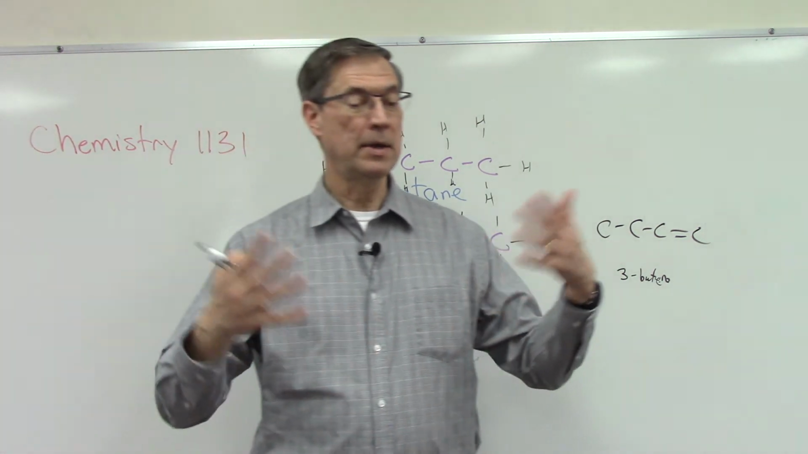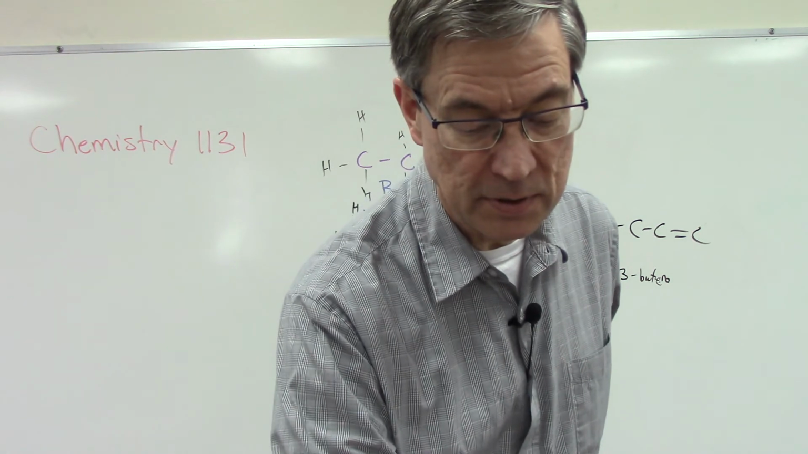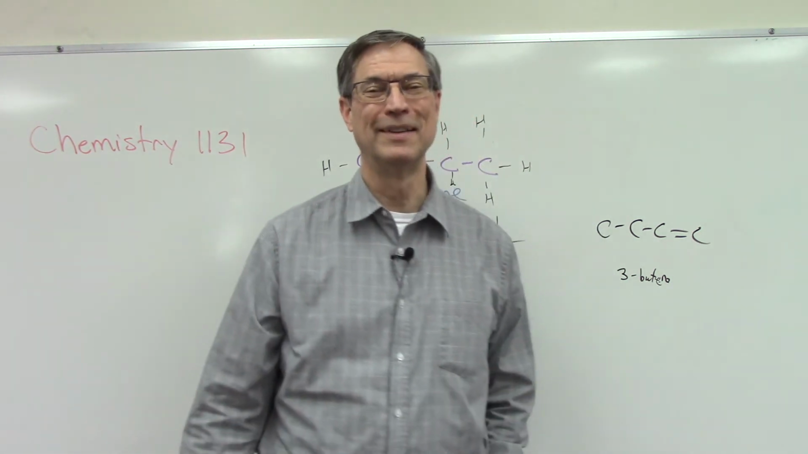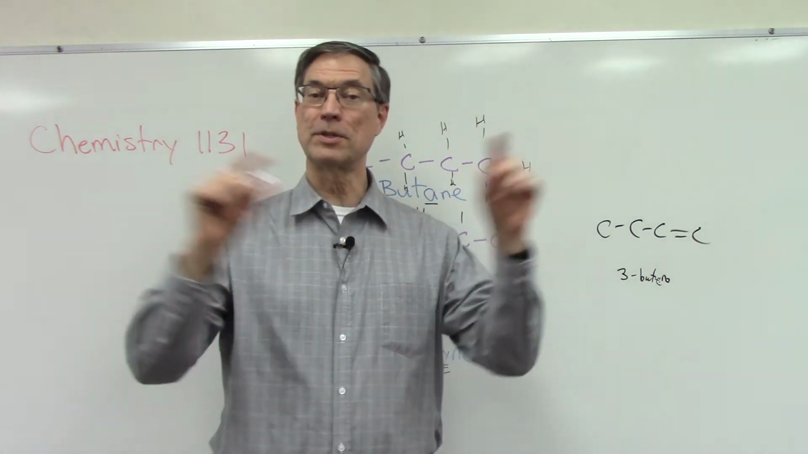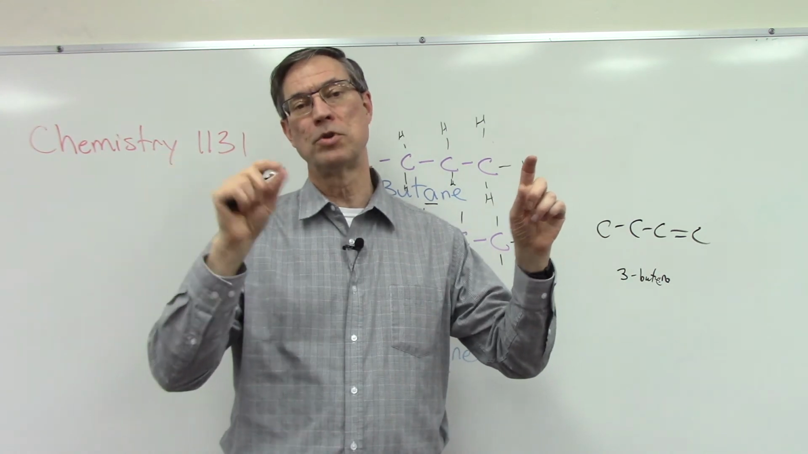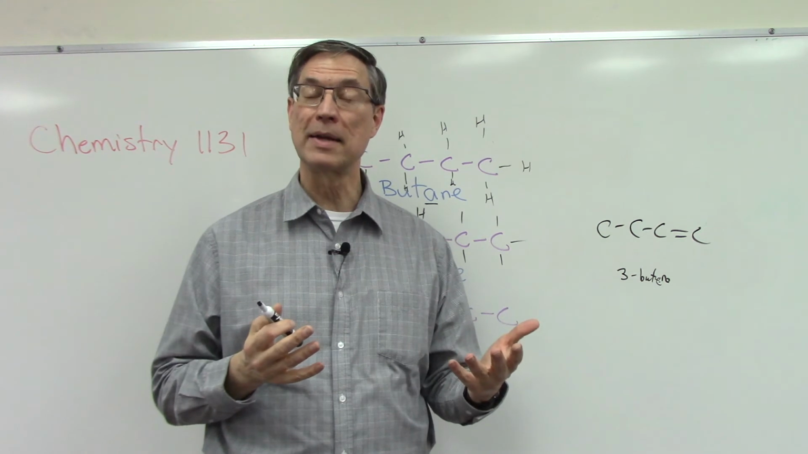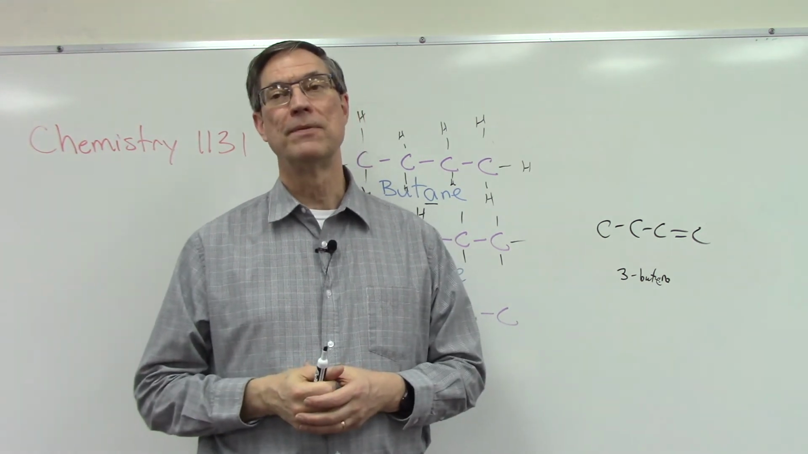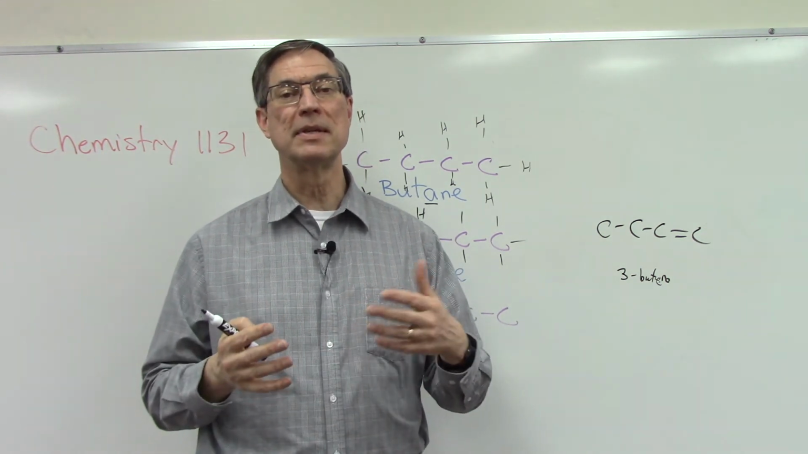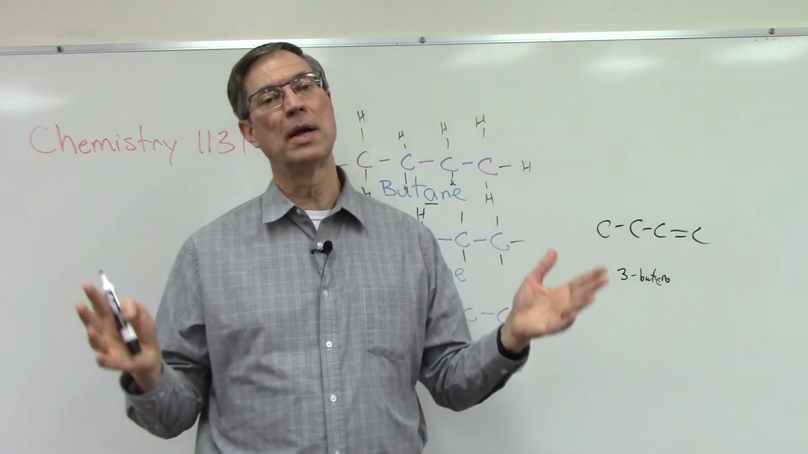So if I had, let's say 6, let's see what 6 is. 6 is hex, okay? So if I had 6 carbons all linked up and there was a triple bond in there, then it would be hexyne, okay? If there was a double bond, then it would be hexene. If they're all single, hexane.